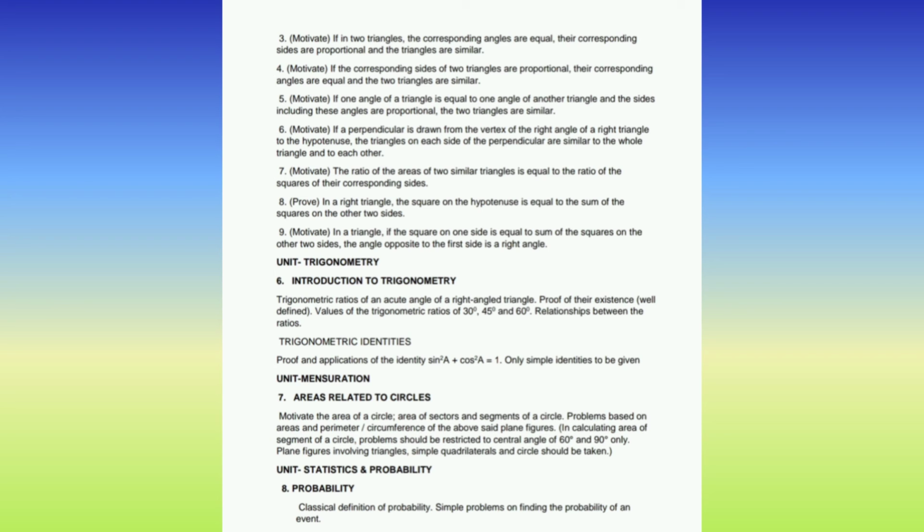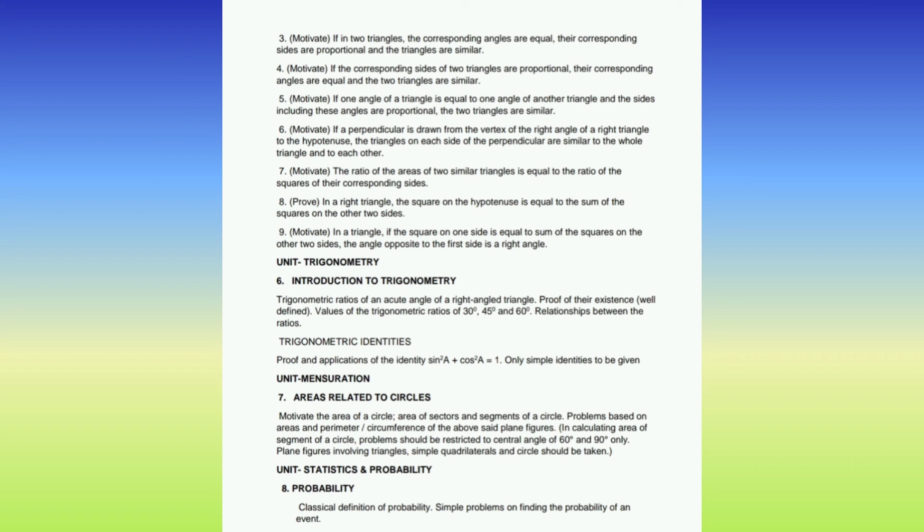The trigonometry having the 5 marks. In the trigonometry, this is introduction to trigonometry. The trigonometric ratio of an acute angle of the right angle, proof of their existence, well defined values of the trigonometric ratio 30 degree, 45 degree, 60 degree, relationship between the ratios, trigonometric identities, proof and applications of identities, sine square A plus cos square A is equal to 1, only simple identities to be given.